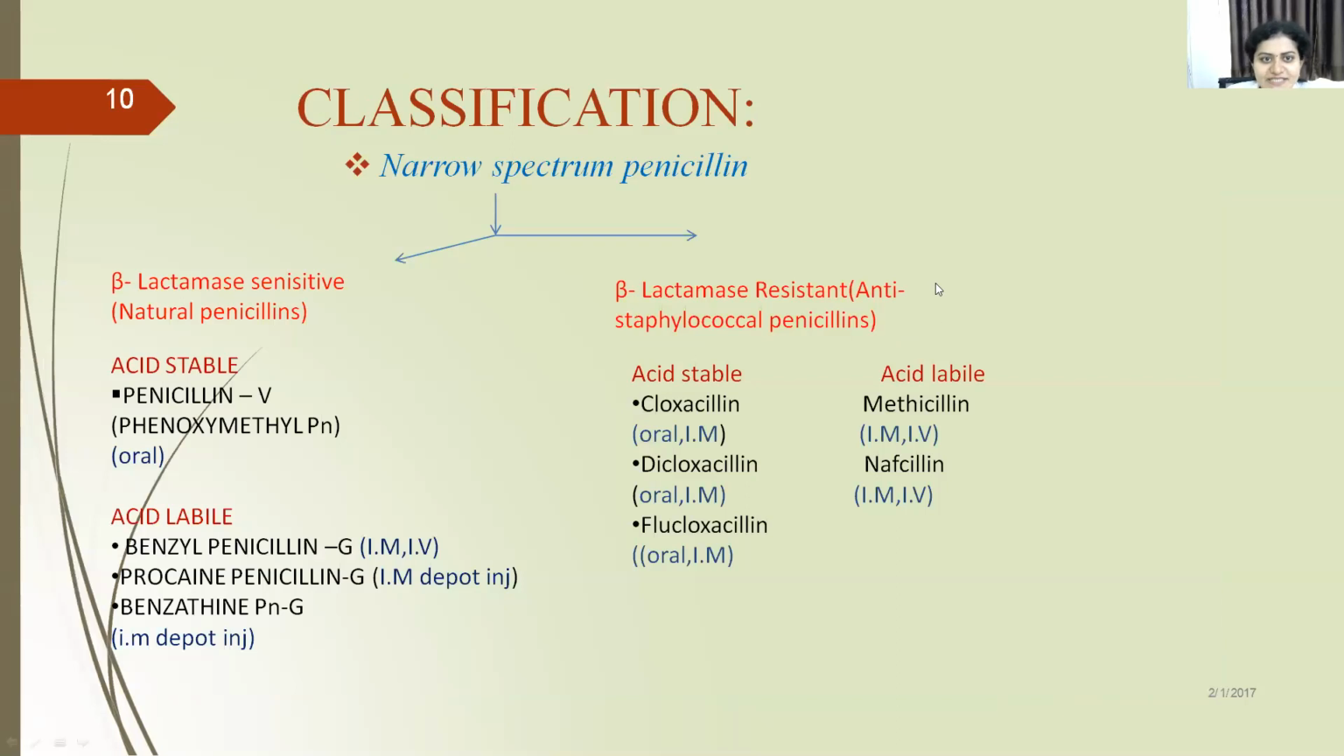Now come to the classification. The classification of penicillin is divided into two, that is narrow spectrum and extended spectrum. The narrow spectrum penicillin, why is it called narrow? Because it does not act on all the bacteria. They are more active against gram-positive bacteria, that includes gram-positive cocci and gram-positive bacilli, and spirochetes.